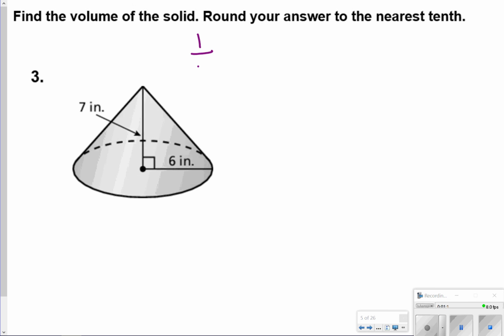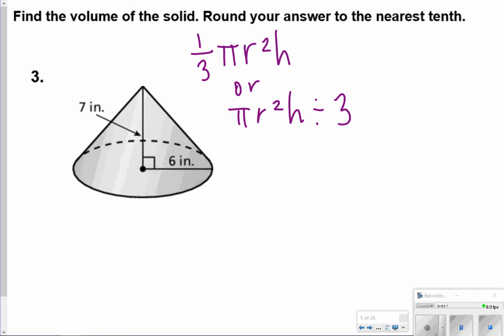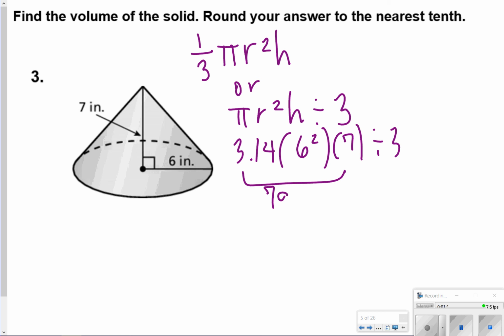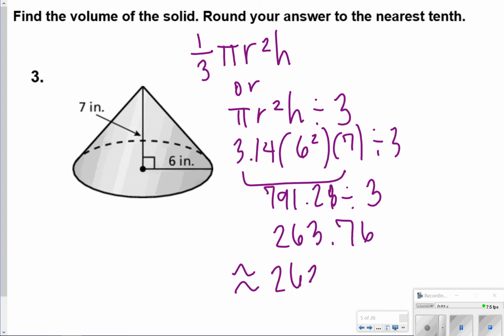Okay. The next one is a cone, and remember, cones are a little bit different. The volume formula you get for that one looks like this: 1/3 pi times radius squared times height, or you can do pi times radius squared times height divided by 3, and that's the one we've been sticking with in class. So we're going to do pi, which is 3.14, radius is 6 squared, height is 7, all divided by 3. When you first multiply these numbers, we should get 791.28. And then we're dividing that by 3, we get 263.76. So we're going to say rounded about 263.8 inches cubed.